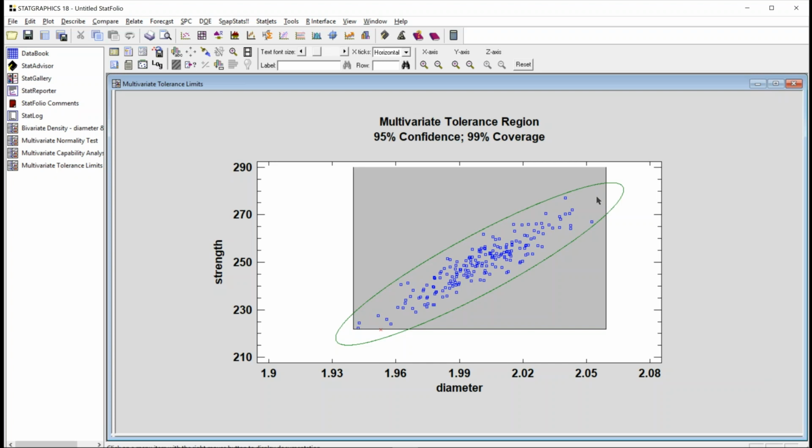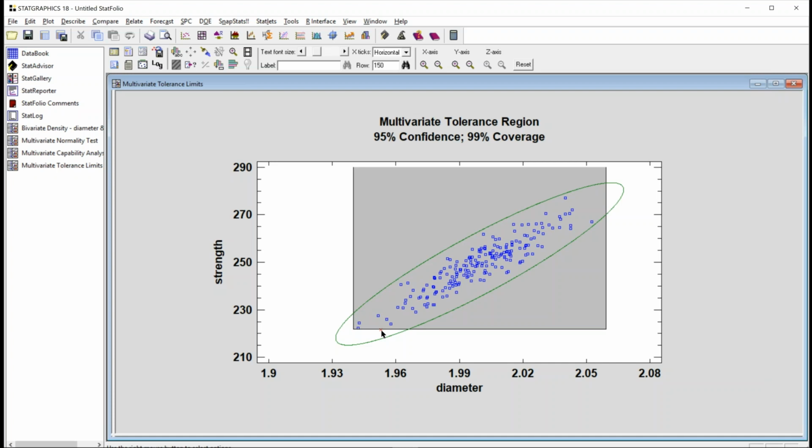Now, one thing you can notice is that there are areas within the Bonferroni limits which are not within the elliptical limits. At the same time, there are points within the elliptical limits that are not within the Bonferroni limits. This point right here, which turns out to be row 150 in my data set, is outside the Bonferroni limits, but well within the exact tolerance region based upon the bivariate normal distribution.